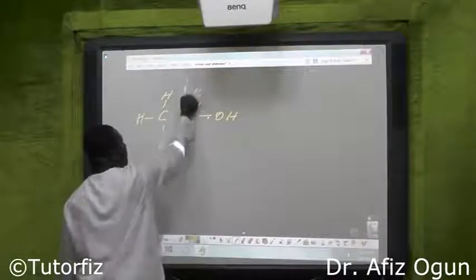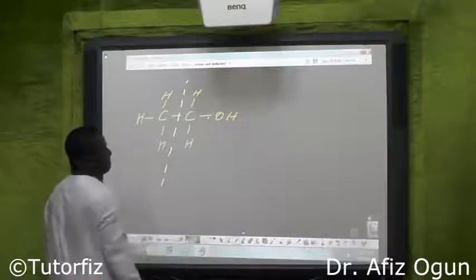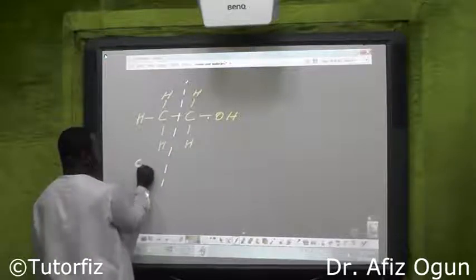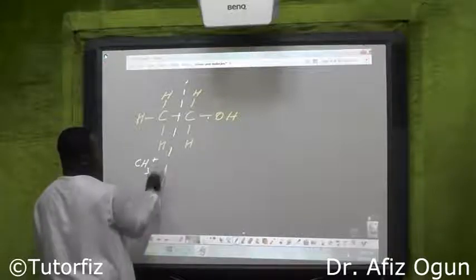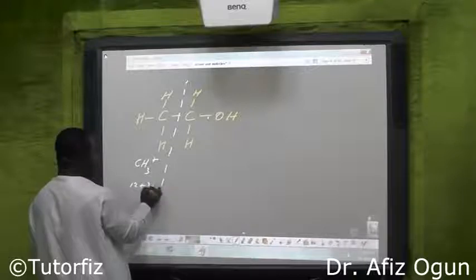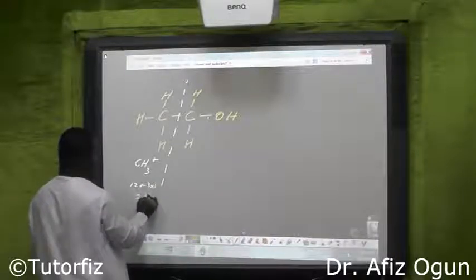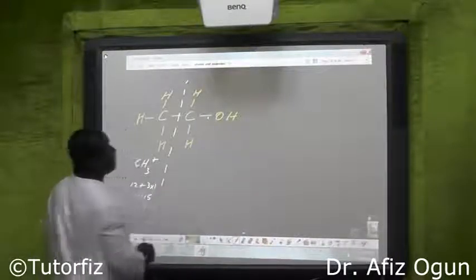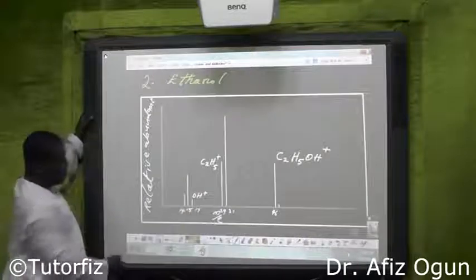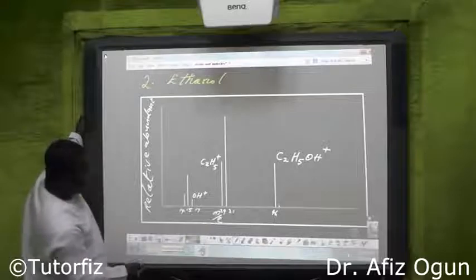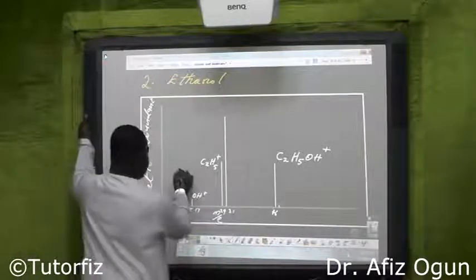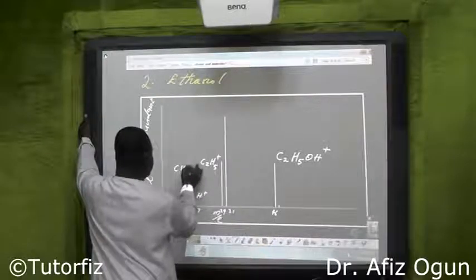If it breaks here, we have CH3 plus. That means this gives us 12 plus 3 times 1, which is 15. This is the peak at 15. CH3 plus peak.